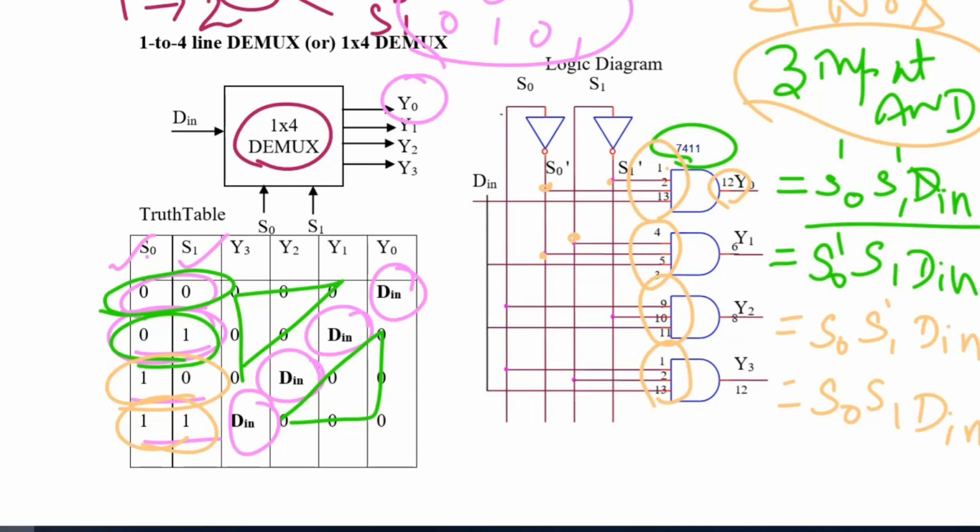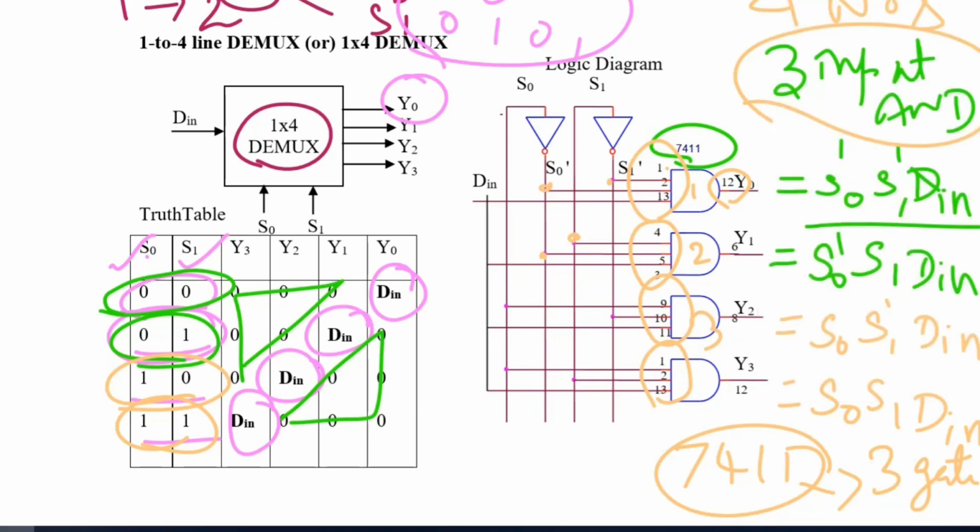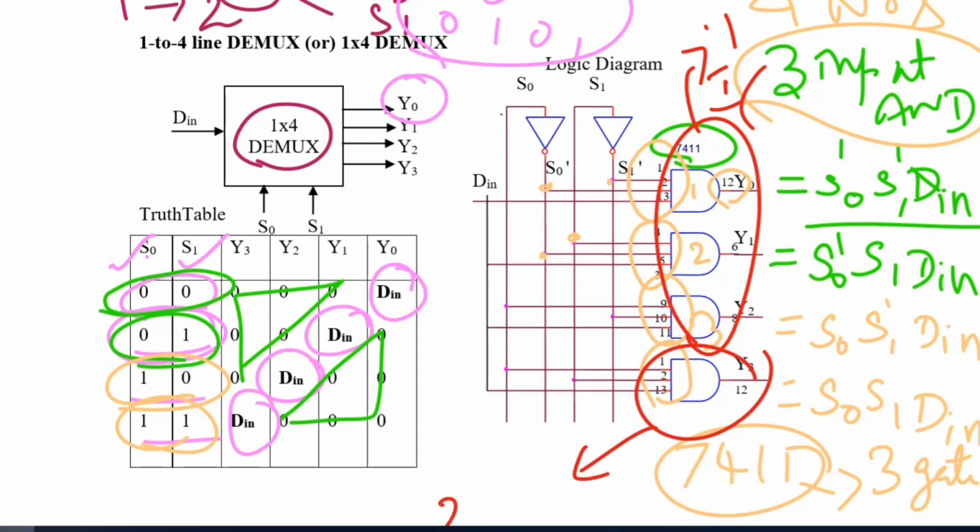See here, we know that a 7411 IC has only 3 gates. So we need 1, 2, 3 gates from one IC and this one from a second IC. So here we need 2 7411 ICs.